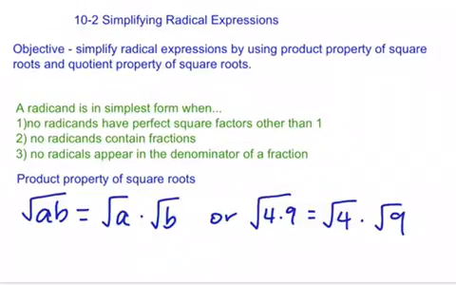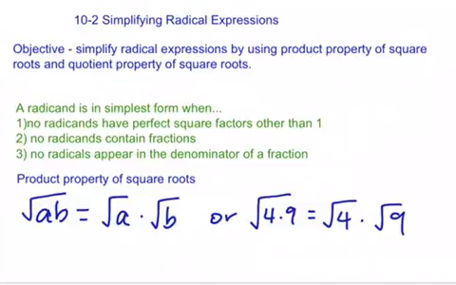So in simplifying radical expressions, let's just take a look at our objective for today. Our objective: simplify radical expressions by using the product property of square roots and the quotient property of square roots. Okay, so we're going to take a look at that. How do we go about simplifying radical expressions?